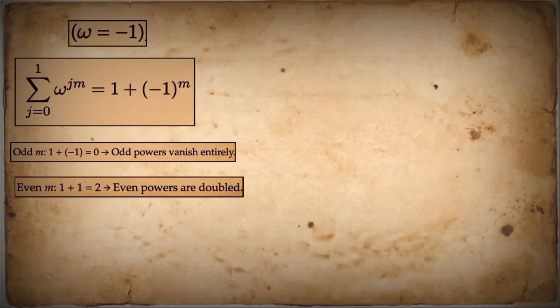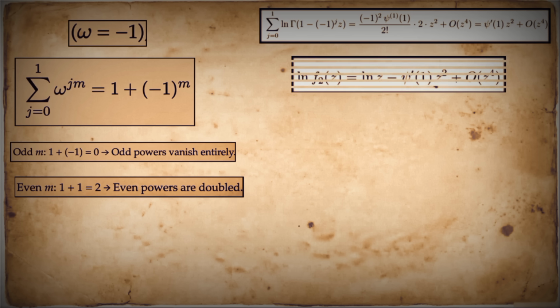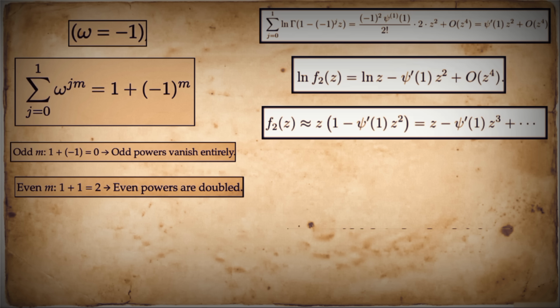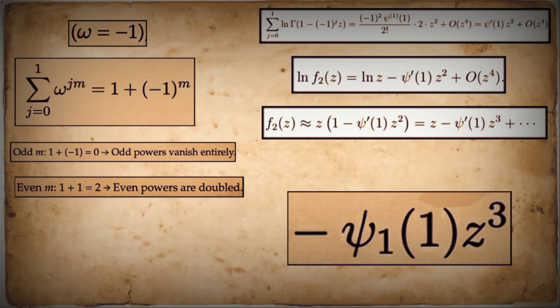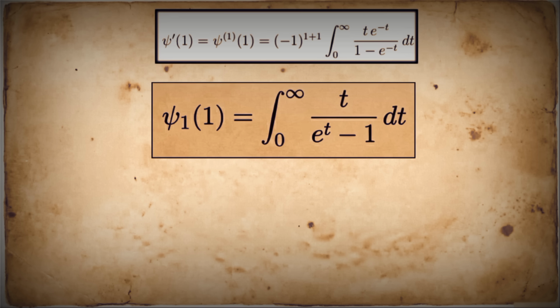So every odd degree term in the logarithm expansion vanishes. The first surviving term is at degree 2. Extracting that term from the Taylor expansion of the logarithm of gamma and multiplying by the factor of 2 from the filter, we get the coefficient of z squared in the combined logarithm as -2 times 1 over 2 factorial times the first order polygamma at 1. The factorials simplify, and the coefficient of z squared in the logarithm of the function is negative the trigamma function at 1. Exponentiating back to the function itself and extracting the z cubed coefficient, the analysis side gives negative the trigamma at 1.